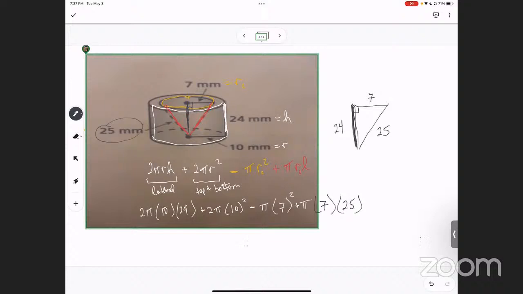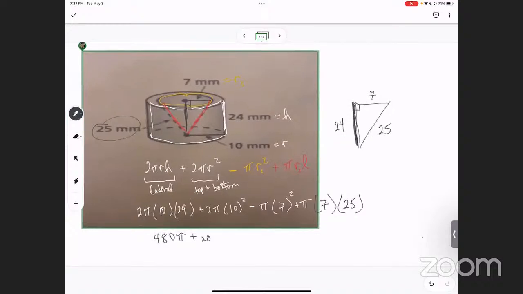So now I just multiply all these together. So 240, so that's 480 pi plus 200 pi. See what I'm doing? Minus 49 pi. Plus 175 pi. And since those all have pi's, what can I do with all those numbers? Just add them together. Yeah, I can add them or subtract them together.